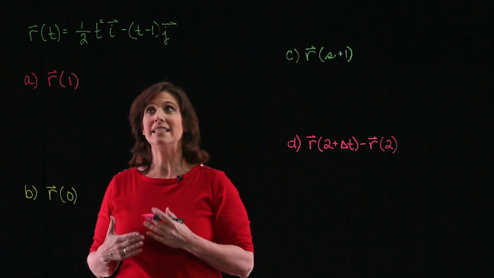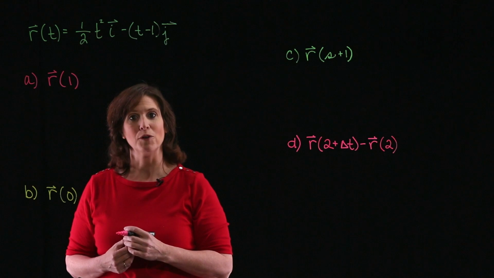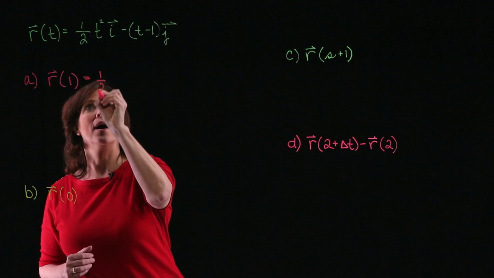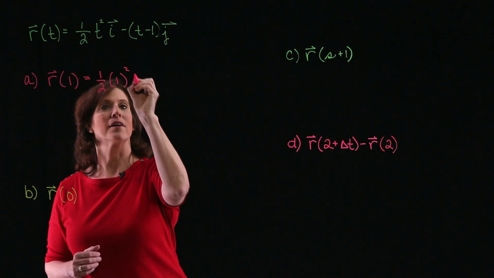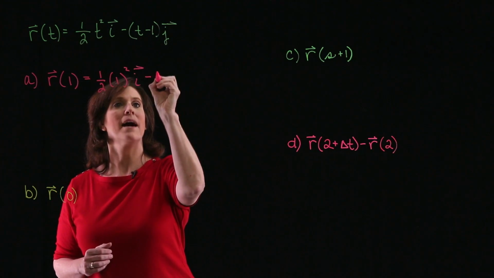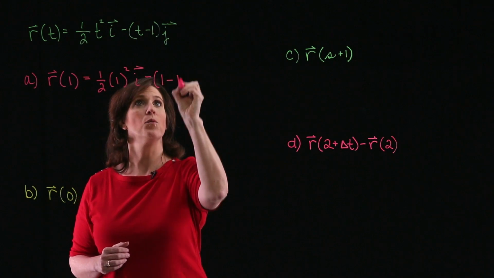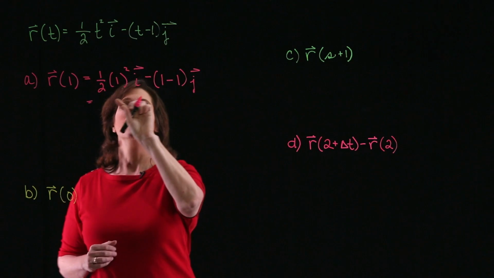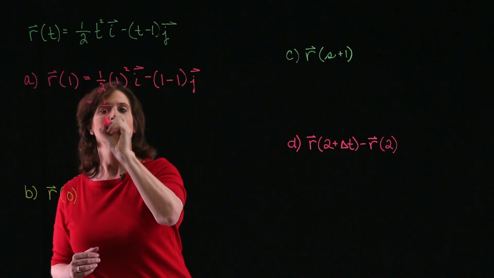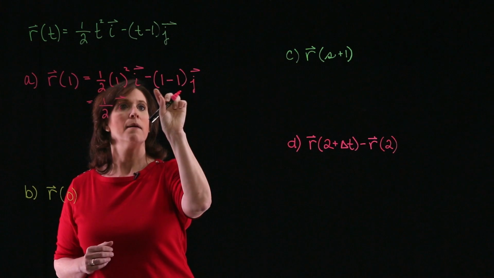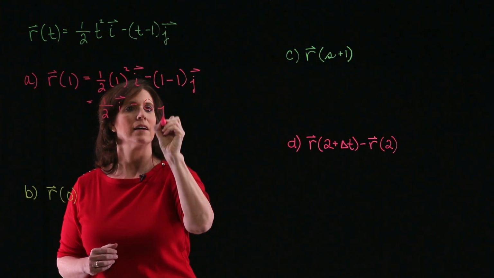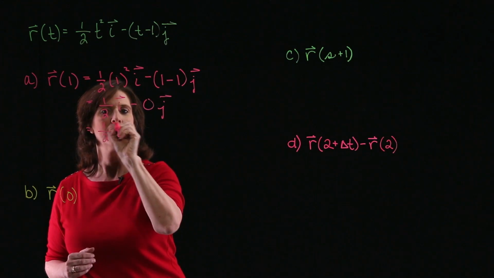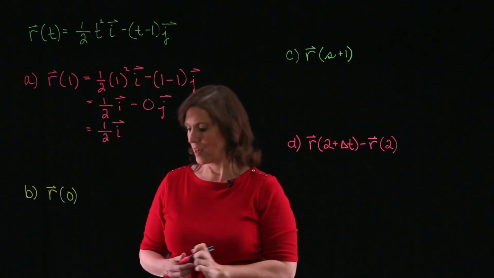So every time I see a t in my vector-valued function, I'm going to replace it with a 1. So I have 1/2 times 1 squared times i minus the quantity 1 minus 1 times j. This leads to 1/2 times my vector i minus 0j, which I can just write as 1/2 times vector i.